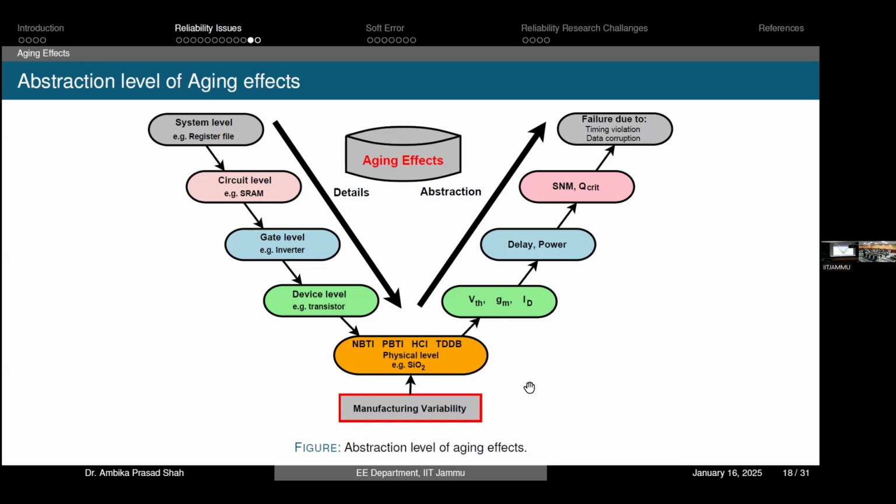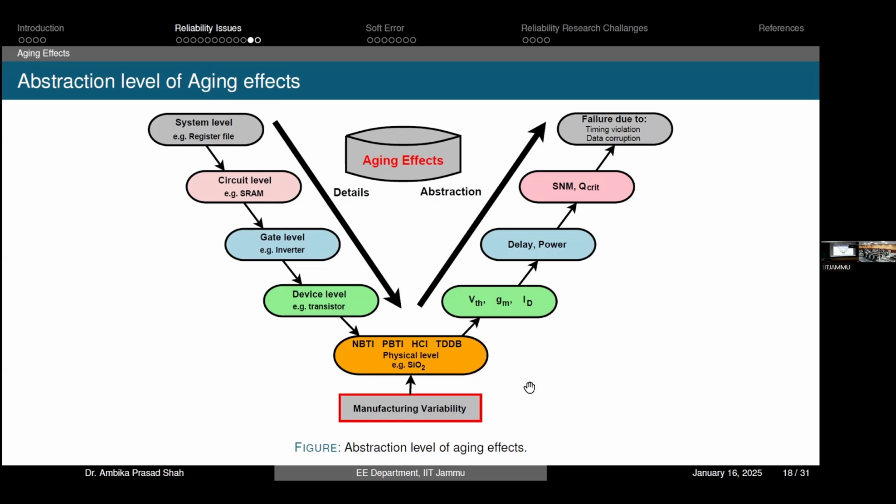Whereas if you are using the same device in circuits like an inverter, I have to observe the impact of this VT variation in terms of delay or power. So even though the variation is the same, the parameter we observe at different abstraction levels will be different. At device level, we observe the VT variation. At the circuit level, we observe the impact on delay and power variation.